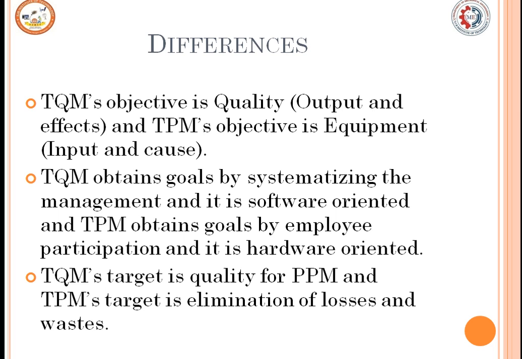So the difference is TQM object is quality, TPM object is equipment. TQM obtains goals by systemizing the management and it is software oriented. TPM obtains goals by employee participation and it is hardware oriented. TQM target is quality for PPM. TPM target is elimination of losses and wastes.